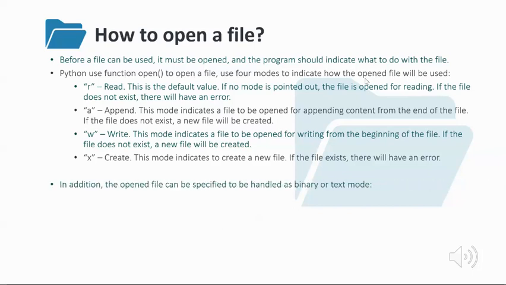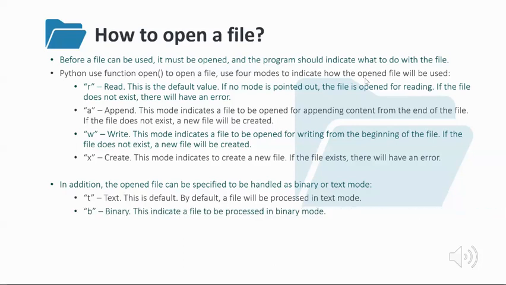In addition, the open file can be specified to be handled in binary or text mode. T means text. This is the default. By default, the file will be processed in text mode. B means binary. This indicates a file to be processed in binary mode.